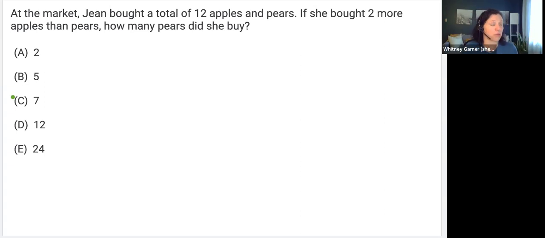So these are both clean and simple, right? 2, 5, 7, 12, 24, and they're pretty spread out. So just looking at the answer choices, the first thing I'm going to consider is that if I wanted to plug in answer choices, these wouldn't be bad. And they're kind of spread out, so if I want to estimate, I can do that too.